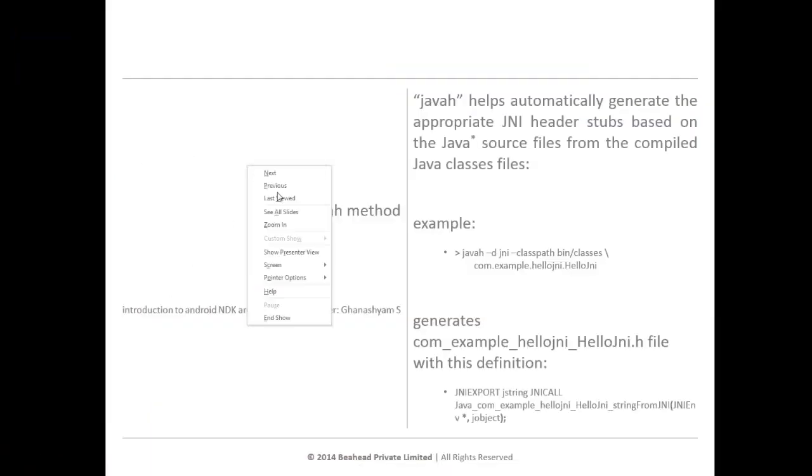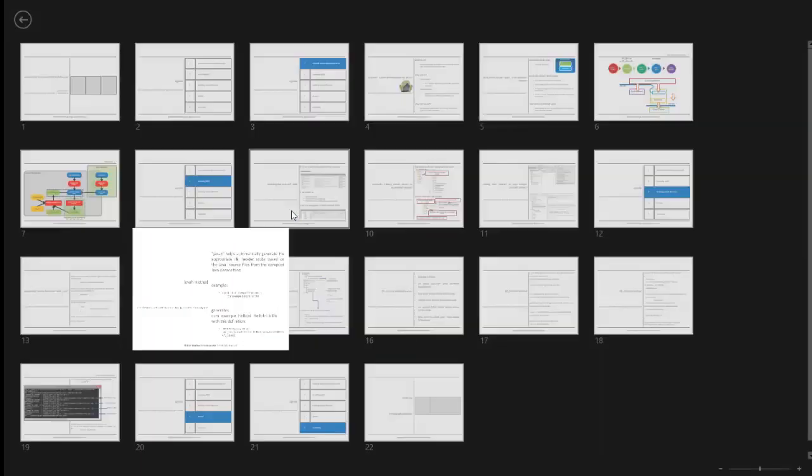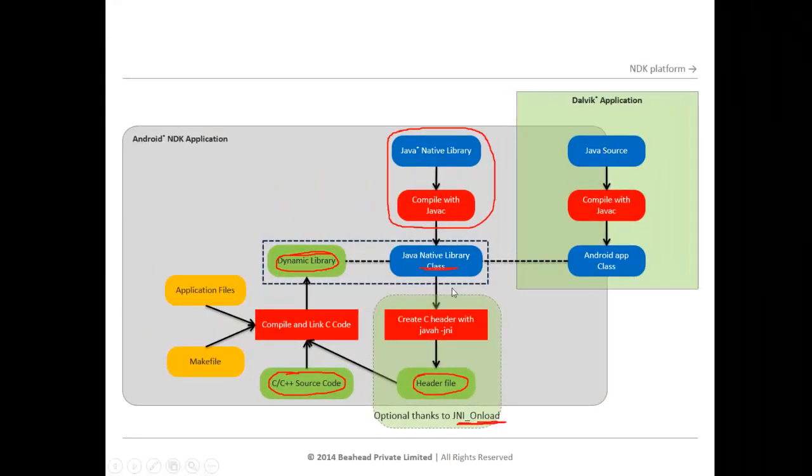So what we have completed now is this part. We have taken the Java native library, we have compiled it, we have created the C code using the Java H, and from the C code we have created the shared library. The next thing we need to do is load this particular library.